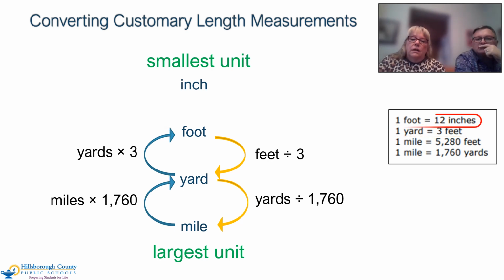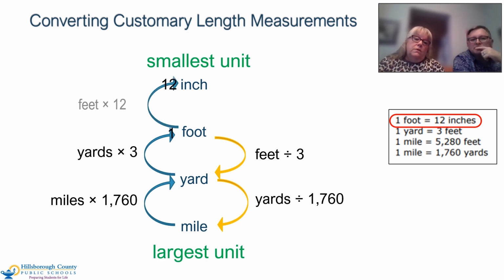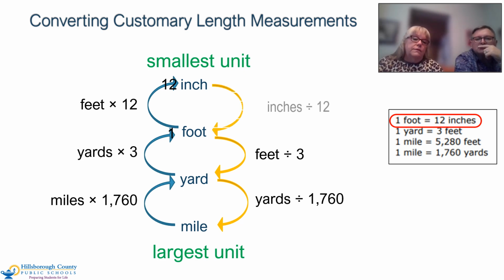Right. I'll look at the conversion on the top of my reference sheet, which says 1 foot equals 12 inches. So I'm going to record that 1 foot and 12 inches. And I know to get from feet to inches, I have to multiply 1 times 12 to get that 12. To go back, I have to divide. 12 divided by 12 is going to give me that 1 foot.